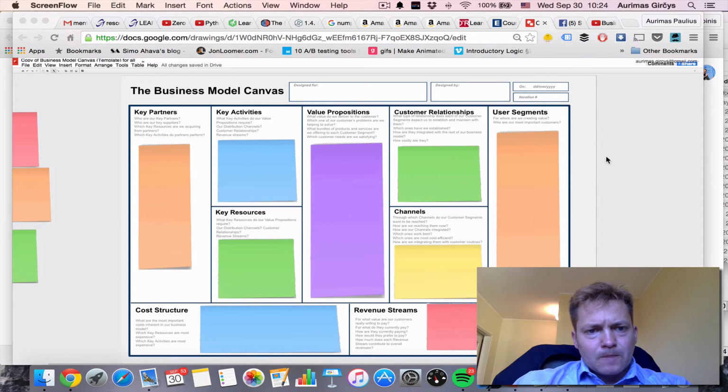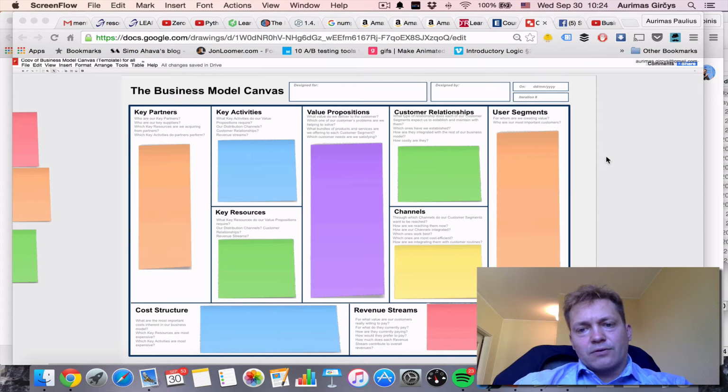And one of these interesting approaches that I would like to introduce you to is the so-called business model canvas. The general idea behind it is that it's an outline of the way you can see and understand your market and your business.